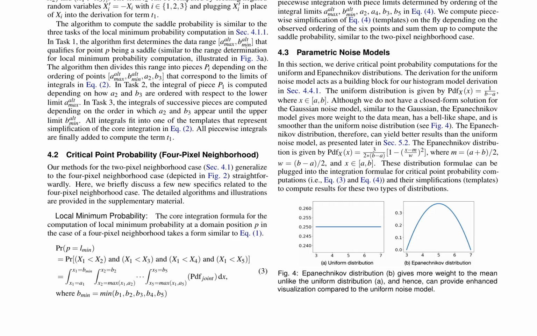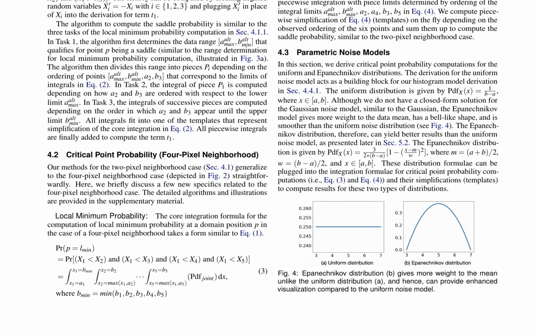In the 4-pixel neighborhood case, the computation of saddle probability involves integrating the joint probability density function over its support, where x1 is simultaneously smaller than x2, greater than x3, smaller than x4, and greater than x5, and vice versa. The term t1 is computed using piecewise integration, similar to the 2-pixel neighborhood case.